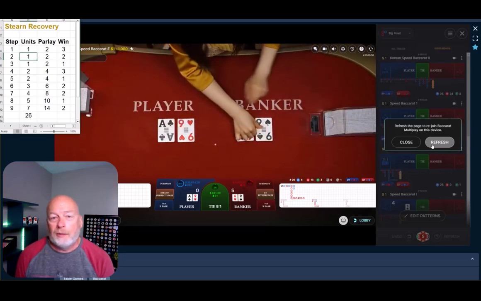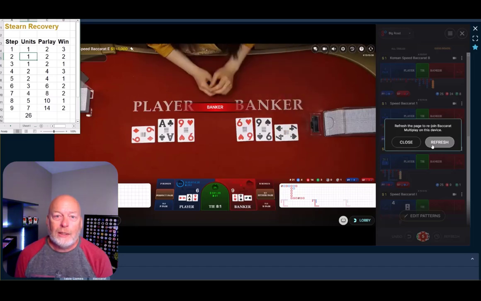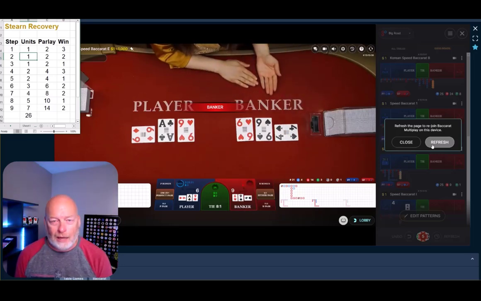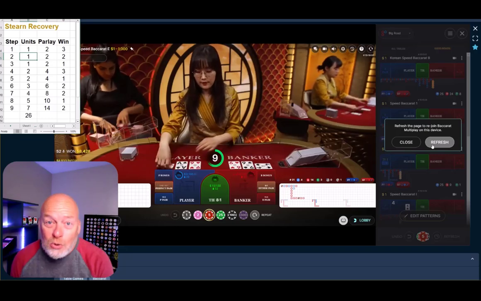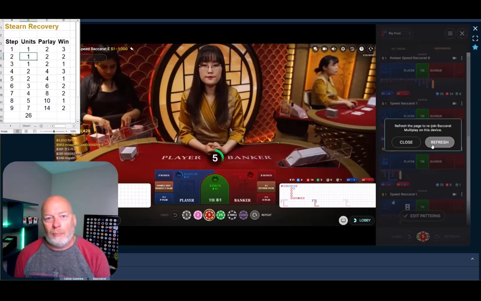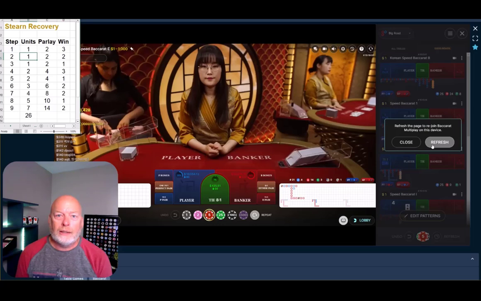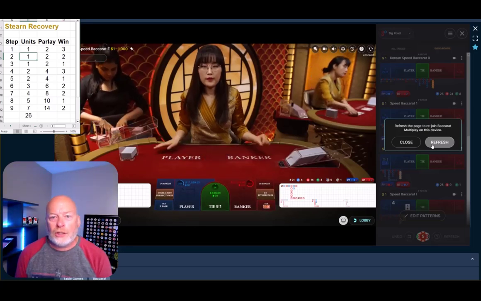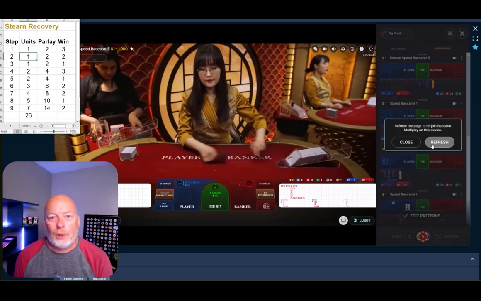Baccarat, Roulette, these are fun games. They can, at times, be trying, where they're like, we're just going to beat you down. So look at the energy that's happening in the moment and play that way. And use the stern recovery. That way you're able to get your money back, get those units, and keep on trucking.